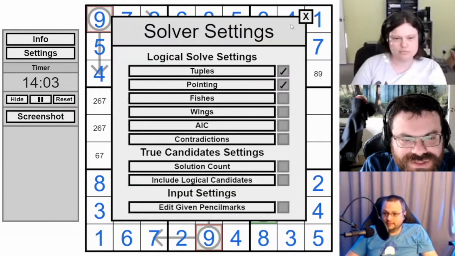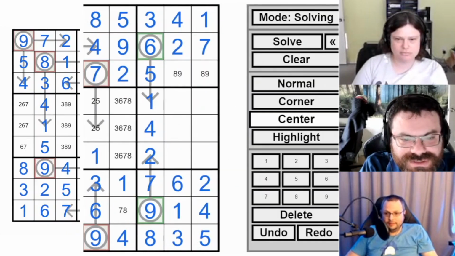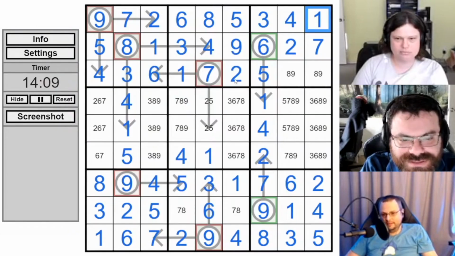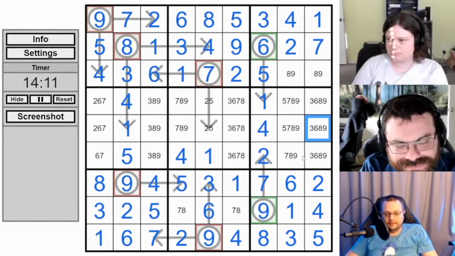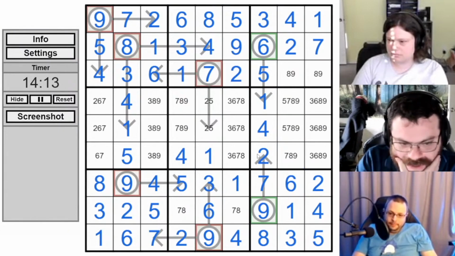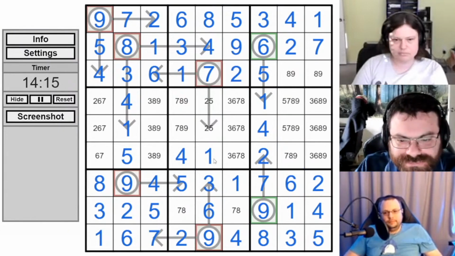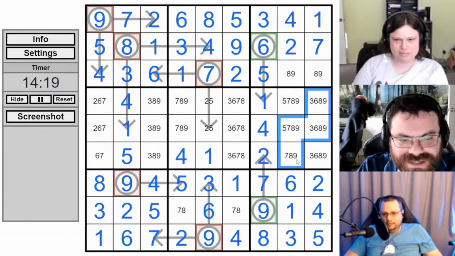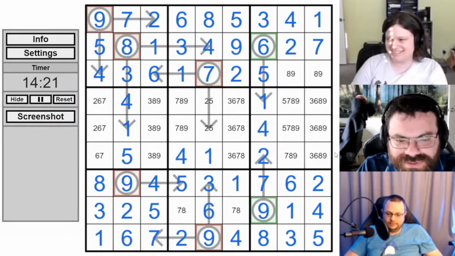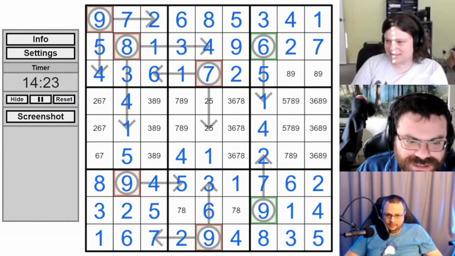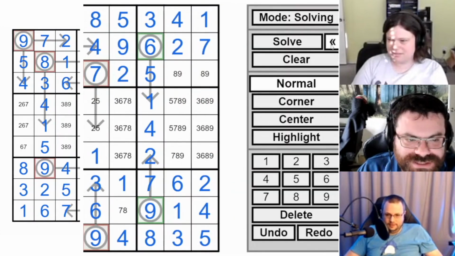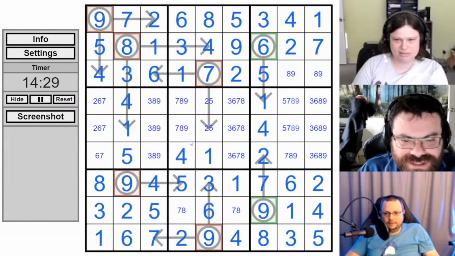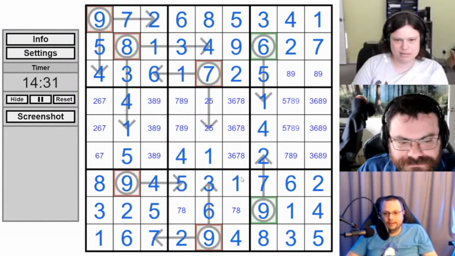So this is where we just go and say solution path, and with just tuples and pointing, this is what you get. Probably could have done that earlier. And it literally did nothing. It just filled candidates. So now we turn on true candidates again, and maybe the solution count, and we see how to finish up this puzzle, make it unique. Oh boy.